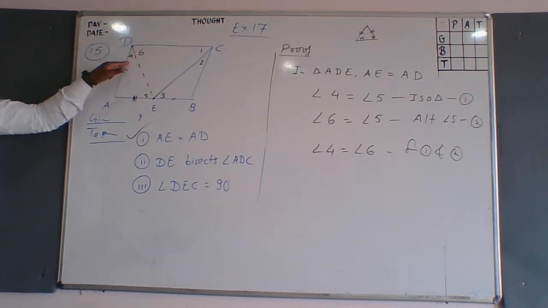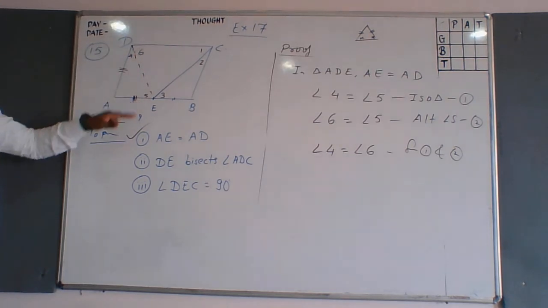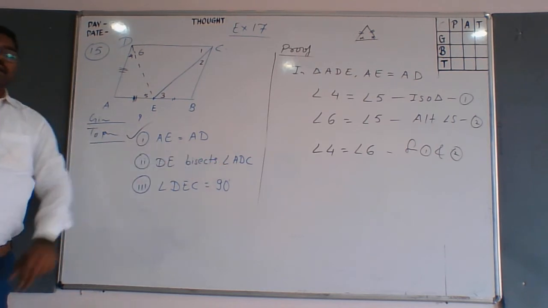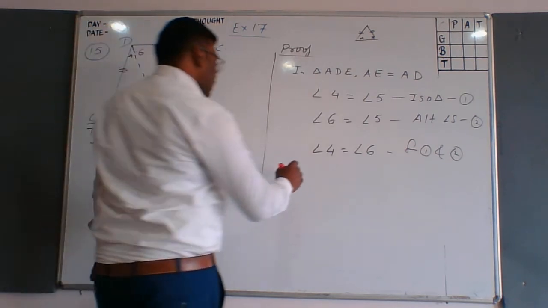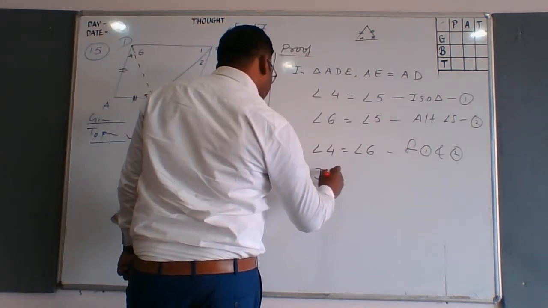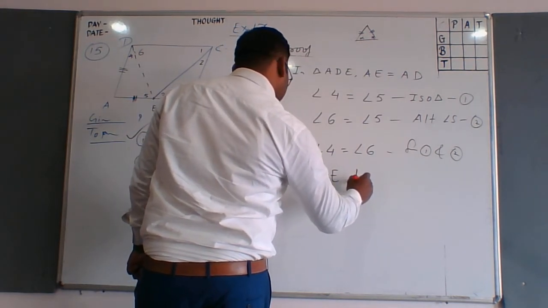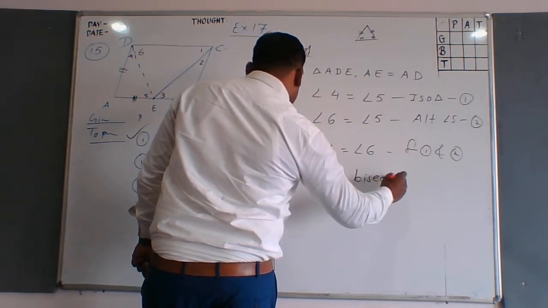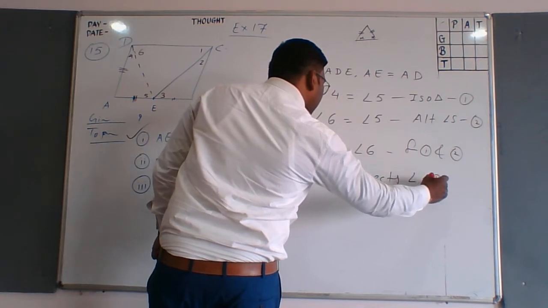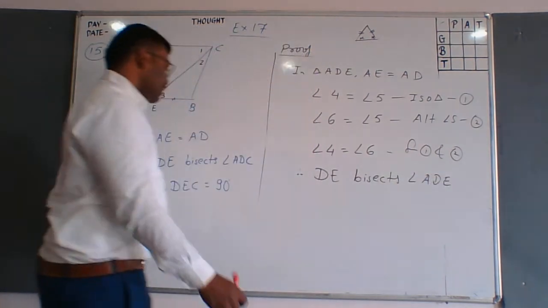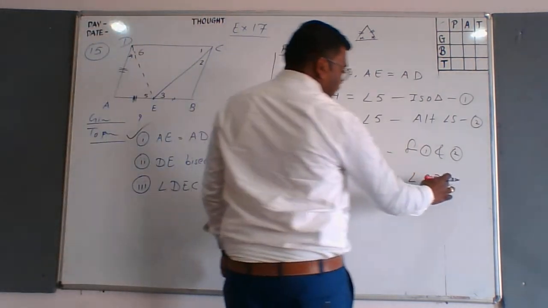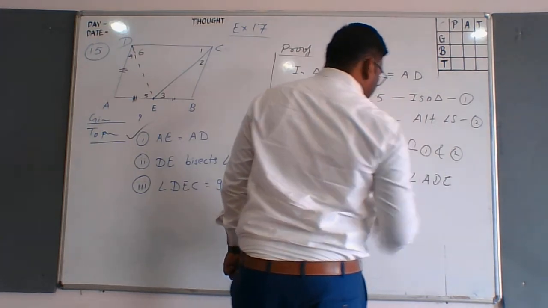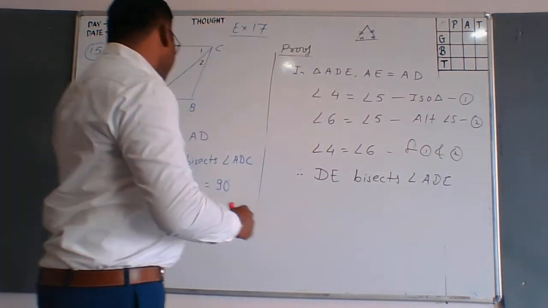So when these two angles are equal, therefore DE is the bisector of angle ADC. Therefore DE bisects angle ADC. The second part is also proved.